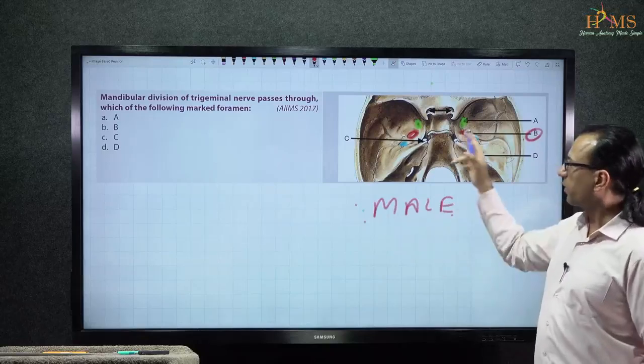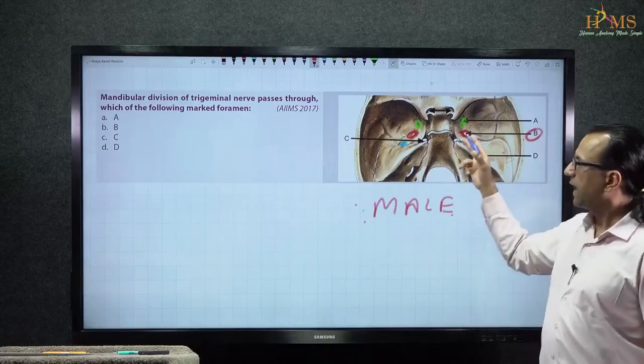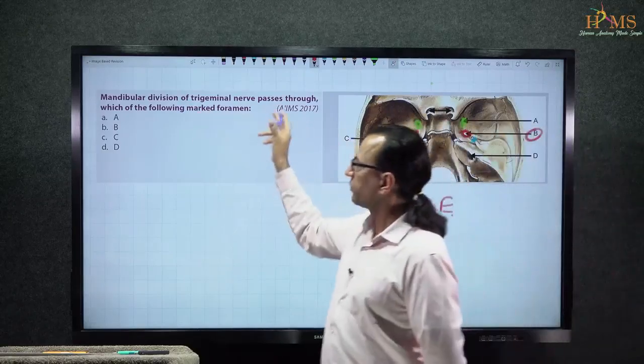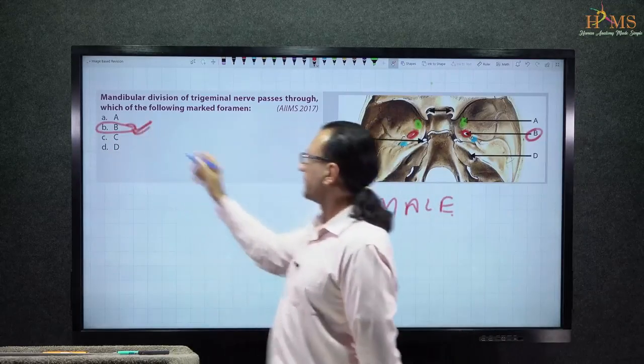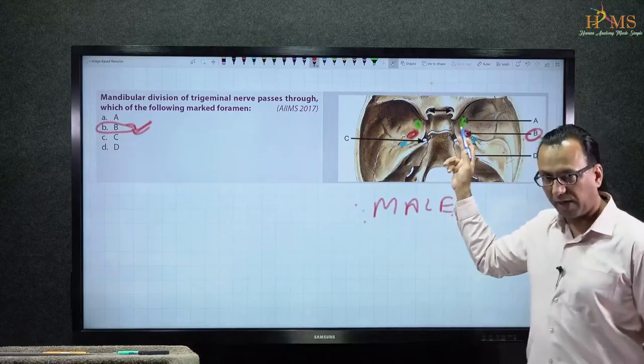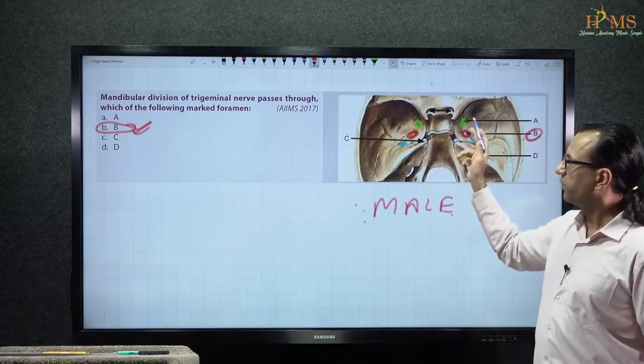So the main structure passing through the foramen ovale, that is marker number B, and that is our question asking about the mandibular division of the trigeminal nerve. So marker B should be our answer. Marker A is the foramen rotundum, through which the maxillary nerve branch of the trigeminal nerve will be passing.